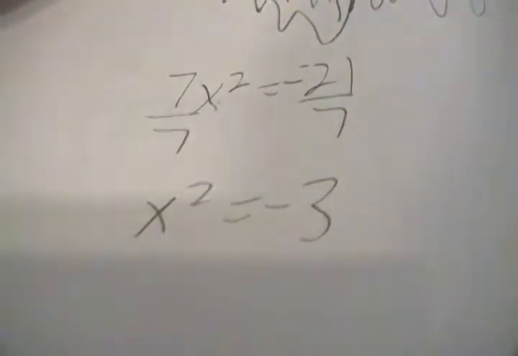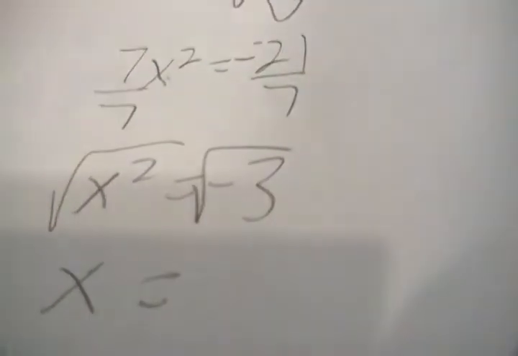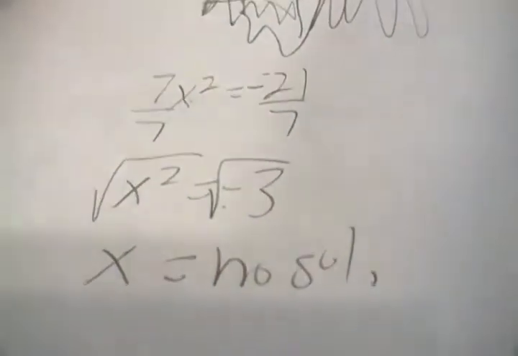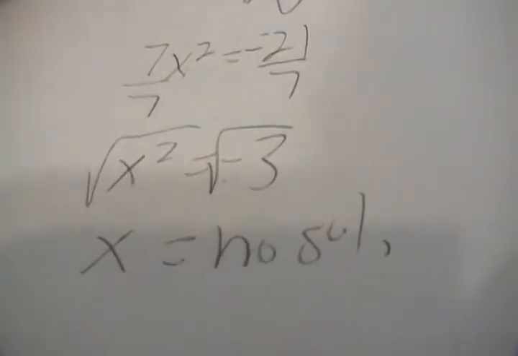What we do is divide both sides by 7. So we get x squared equals, and 21 divided by 7 is negative 3. Then you square root both sides, and you get x is equal to... Now here comes a problem. You cannot take the square root of a negative number. So if you have the square root of a negative number, the answer is there is no solution. Sometimes you won't have a solution.